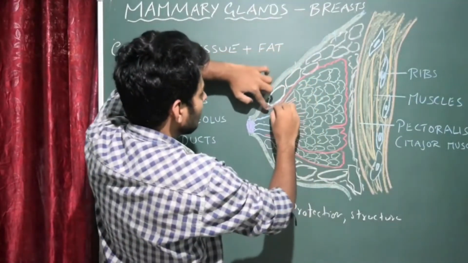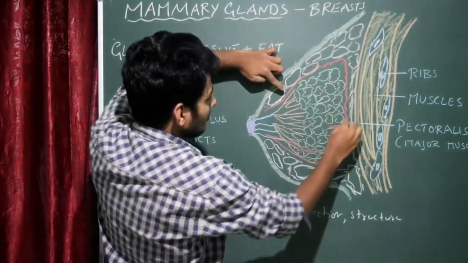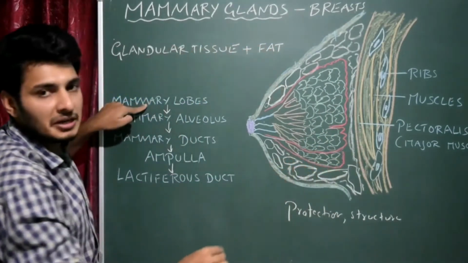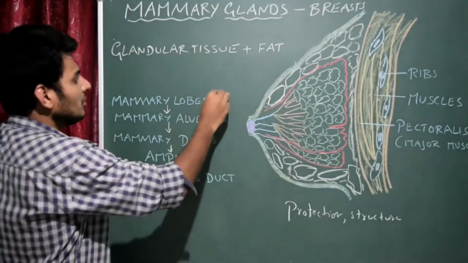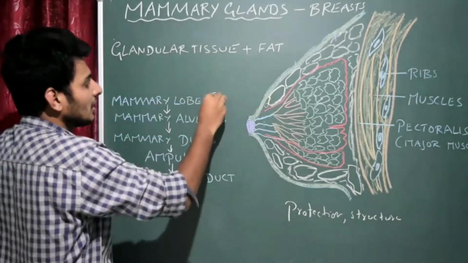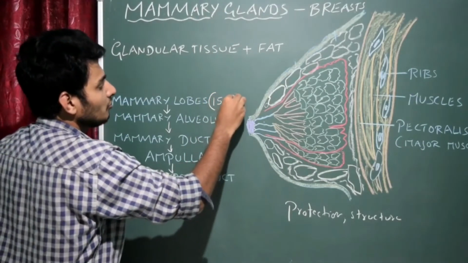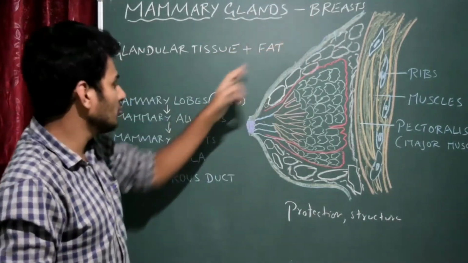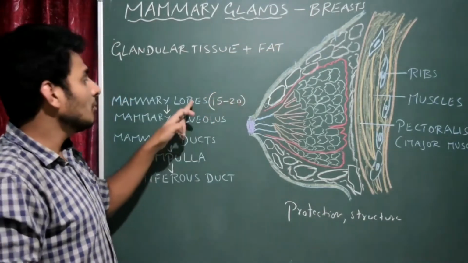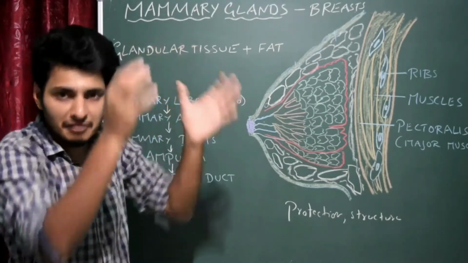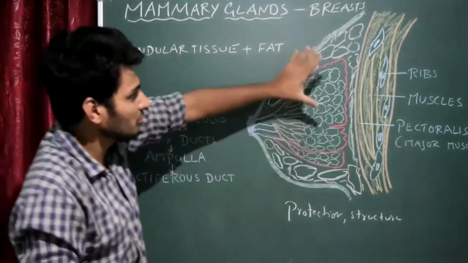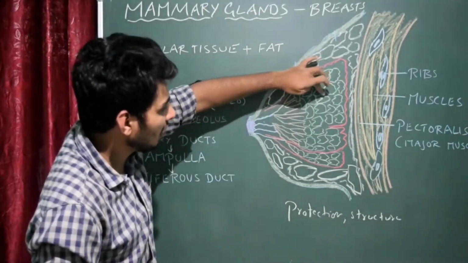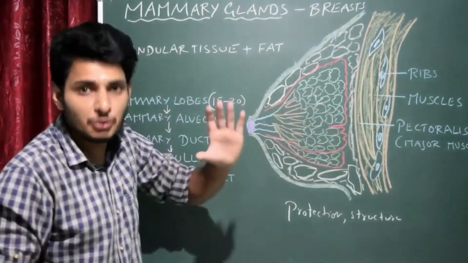In the glandular tissue, you could see a big lobe. I have used red color here. This is the lobe, called the mammary lobe. In one particular breast, the mammary lobes vary from 15 to 20. It's a cavity-like structure. But in this picture you could see only 3: 1, 2, 3, but 15 to 20 lobes will be there.